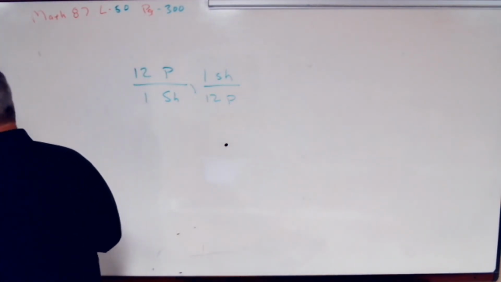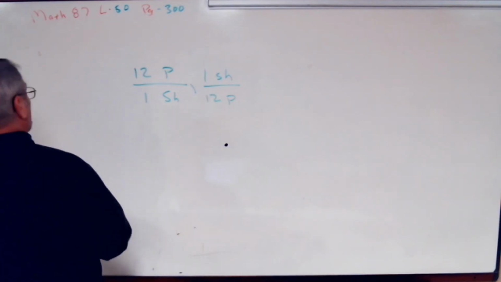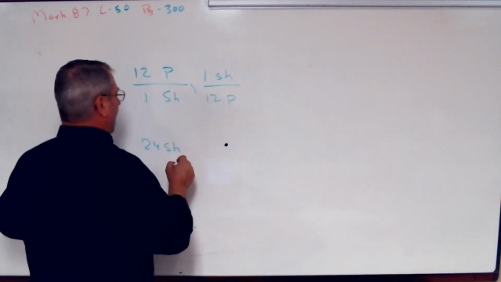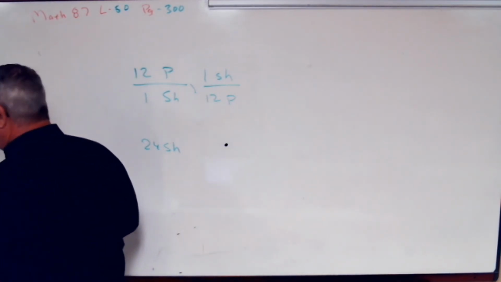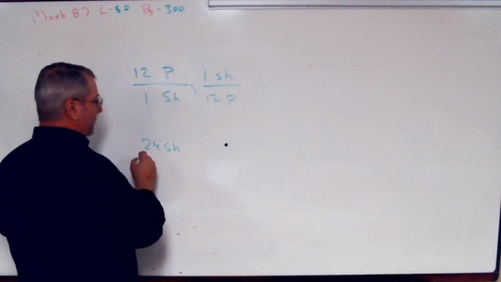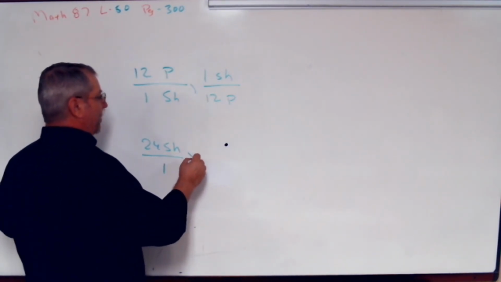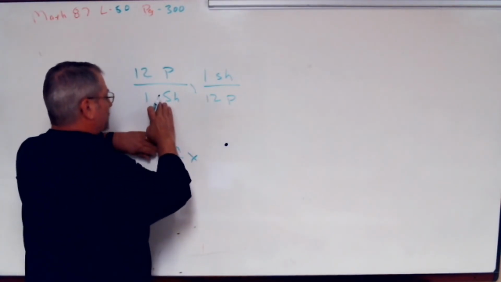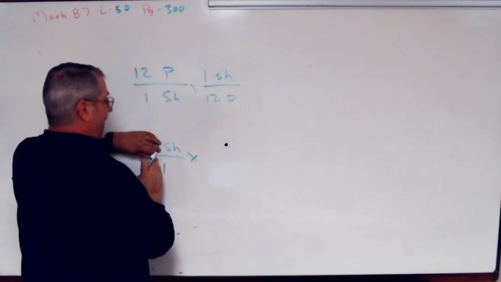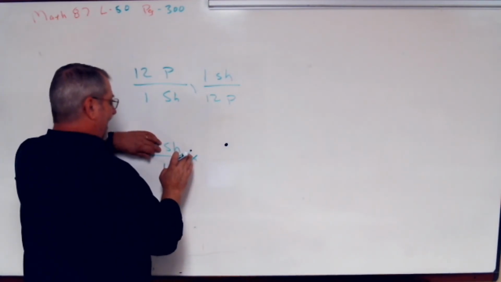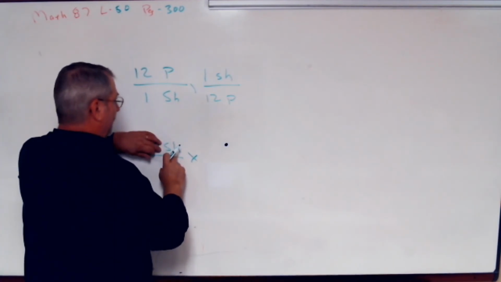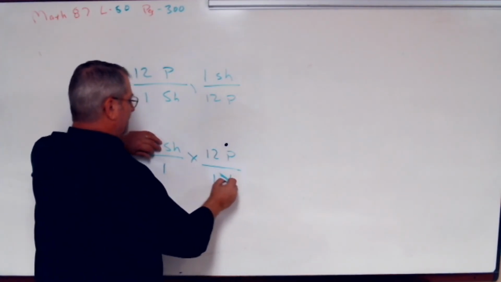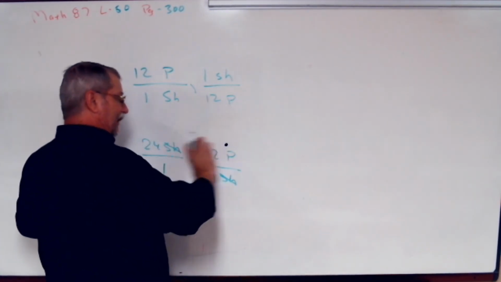Then it says that Merlin had 24 shillings. Okay? And we want to change that to pence. So we put this over 1, and we multiply. I want to get rid of that right there. So am I going to use the first one or the second one? And why? I'm going to use the first one because shilling is on the bottom. So I write 12 pence over 1 shilling. Cross cancel shillings. Collect.